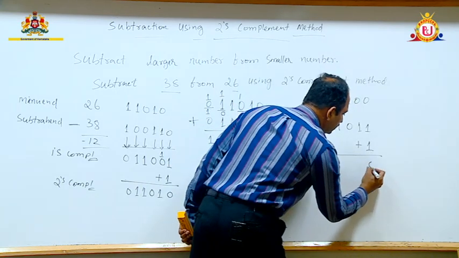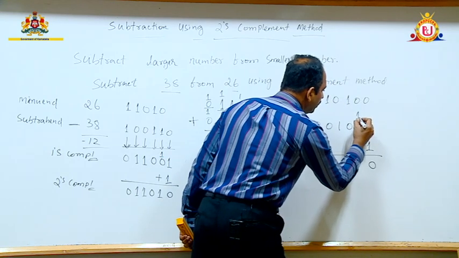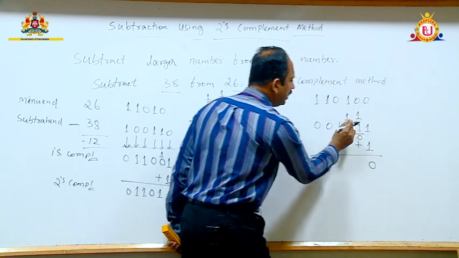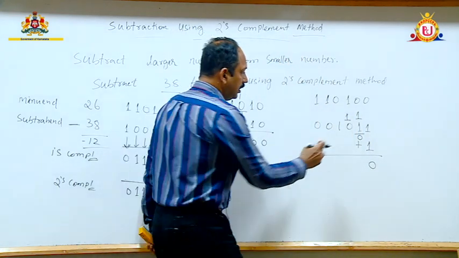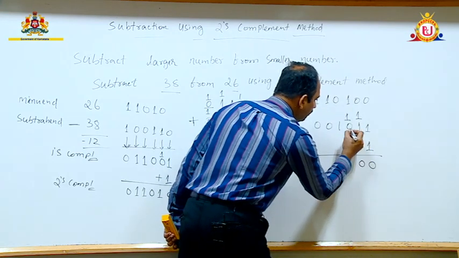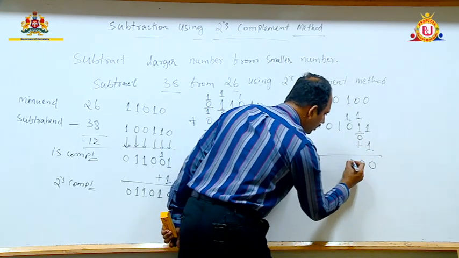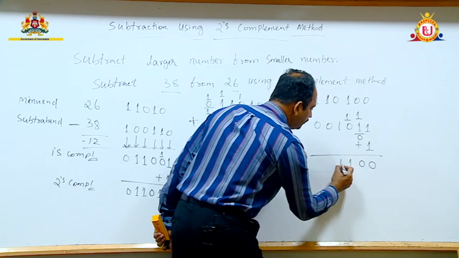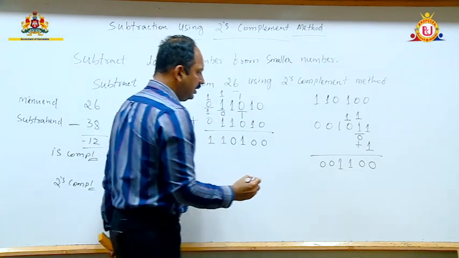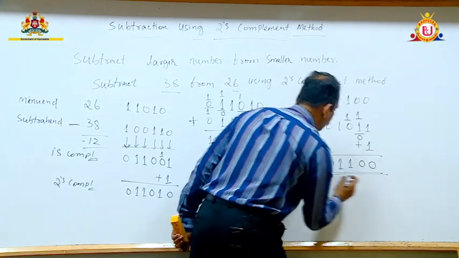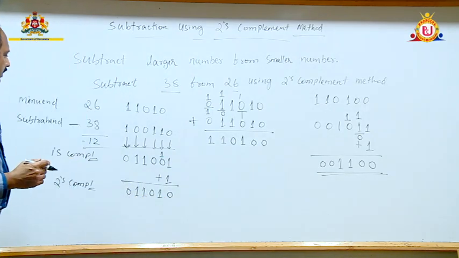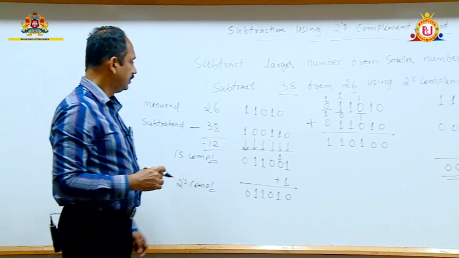1 plus 1, 0 with carry 1. 1 plus 1, 0 with carry now 1, that I am writing now itself. Now this 0 is carried down as it is. Now 1 plus 0 is 1, as it is written. Then this 1 and this 0 and this 0. Now this must be the final result of the calculation. Let us see whether this result is correct or not.